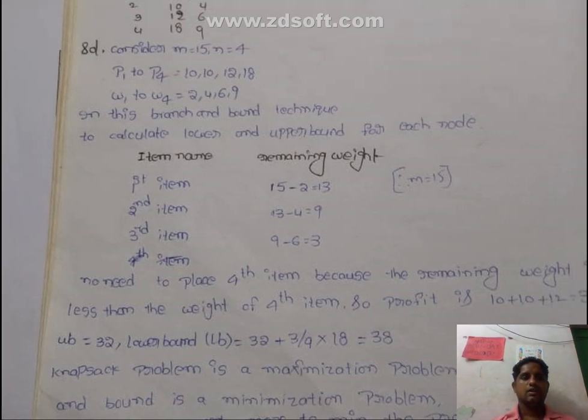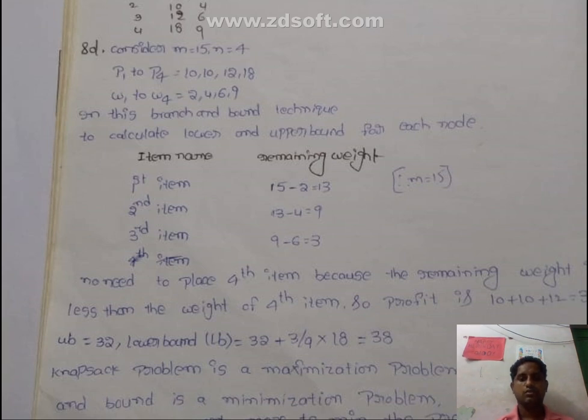See, no need to place the fourth item because the remaining weight is less than the weight of the fourth item. The fourth item's weight is 9, but the remaining weight is 3, so we cannot place it.